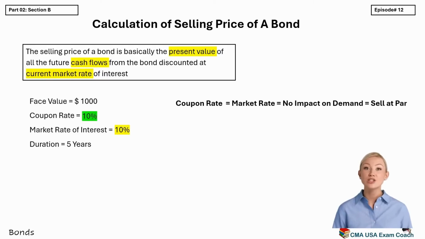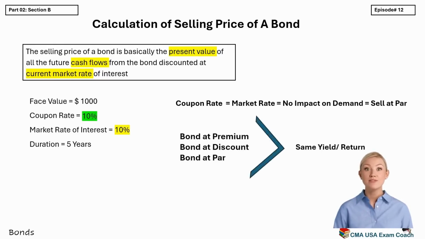Before we dive into the actual bond price calculation using present value techniques, let's clarify one very important concept. No matter how the bond is priced, whether it's sold at a discount, at par, or at a premium, the return to the investor, also called the yield, will ultimately be the same. Yes, you heard that right. Whether an investor buys the bond for $900, $1,000, or even $1,100, their actual return, the effective yield based on the market, will be aligned with the market interest rate. Let's break this down a little more.